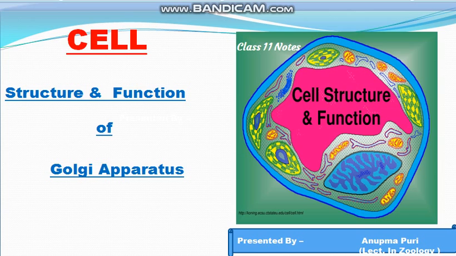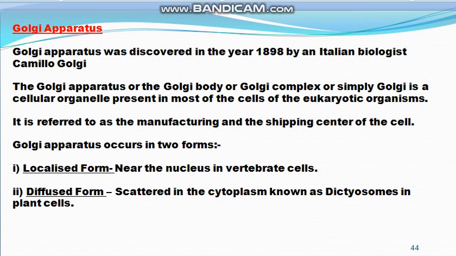So what is Golgi apparatus? It is one of the important organelles of the cell. It was discovered in 1898 by an Italian biologist named Camillo Golgi. The Golgi apparatus, or the Golgi body, or Golgi complex, or simply Golgi, is a cellular organelle present in most of the cells of eukaryotic organisms, and it is referred to as the manufacturing and the shipping center of the cell.